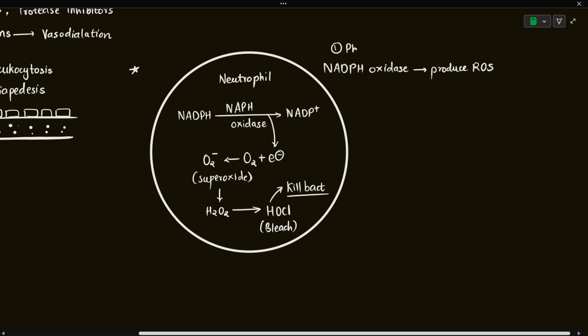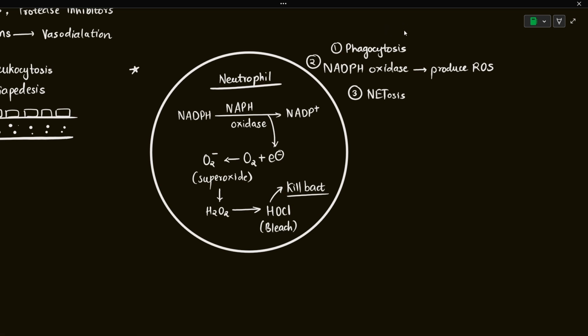So one was phagocytosis, the other is the use of NADPH oxidase, and the other property shown by neutrophils to kill the pathogen is known as netosis.